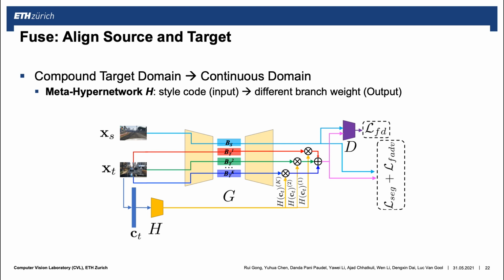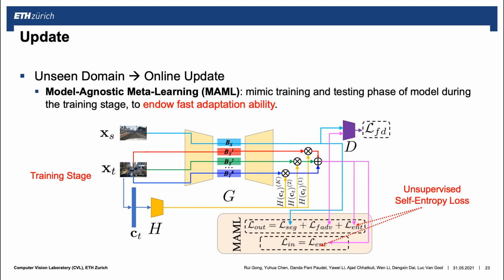In the update module, we adopt the model-agnostic meta-learning, MAML, strategy. MAML mimics the training and testing phase of the model during the training stage through the inner loop loss and outer loop loss to endow the fast adaptation ability to the model. In order to update the model in the unsupervised way, we introduce an additional unsupervised self-entropy loss besides the loss in the fuse module. During the testing stage, the model is able to be updated within one gradient step in the unsupervised way when the new data comes.